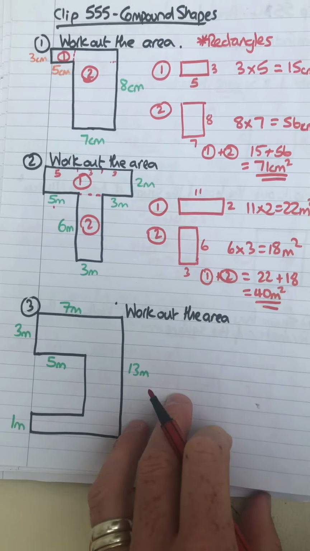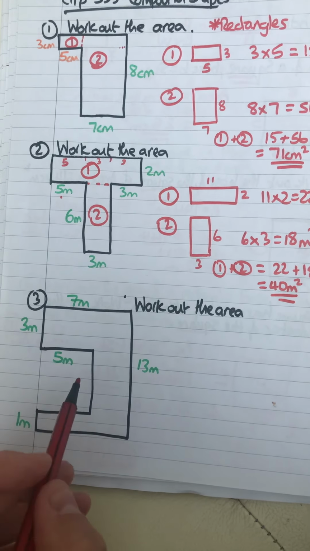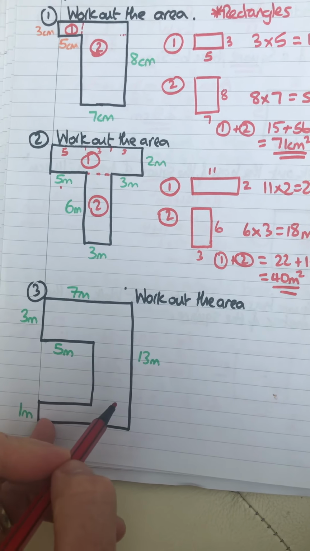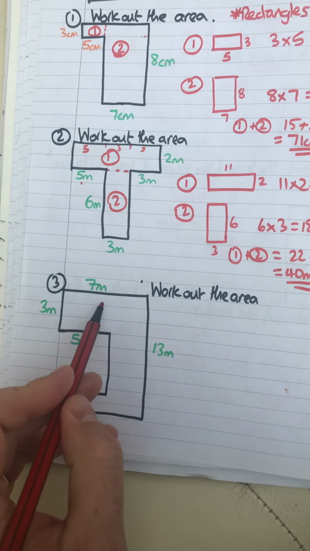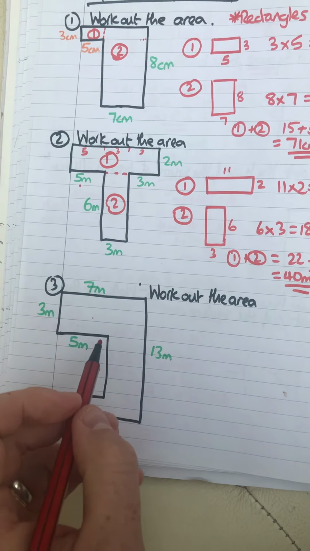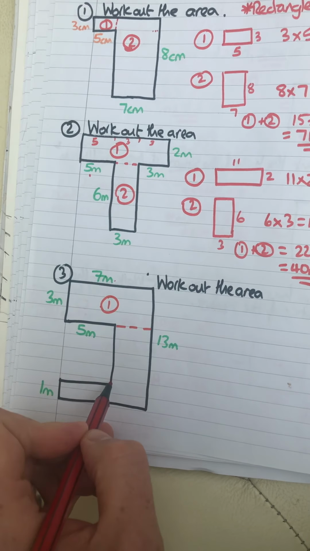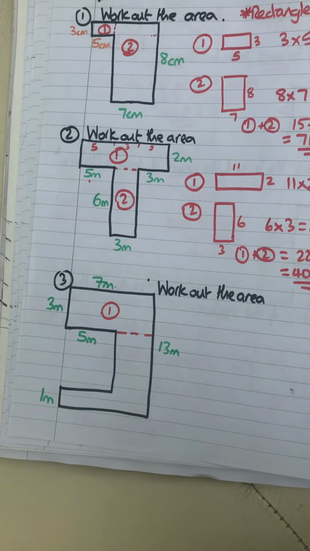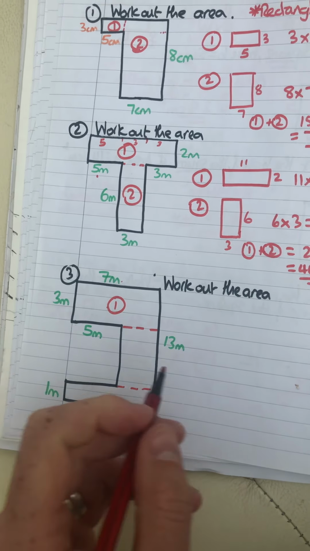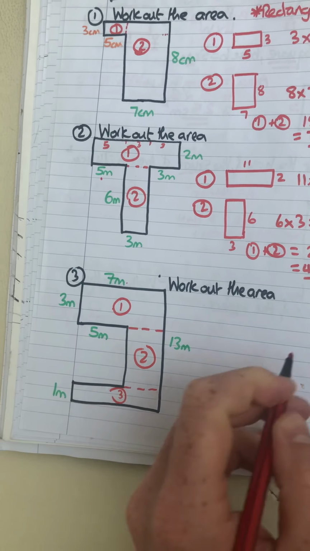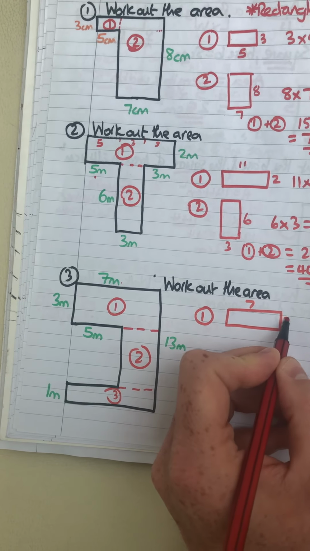Okay, number 3. So this time you can't do it with 2, you're going to have to do it with 3. So I could go dotted line across there, dotted line across there. That makes 1, 2, 3. Or I could go down there and down there. 1, 2, 3. I'm going to do that one, just because I can see these two would be this rectangle here. So that's number 1. I could go here or here. So I know that's 7 at the bottom, so I'm going to go here. So 2 and 3. So number 1 is a rectangle, 7 by 3.